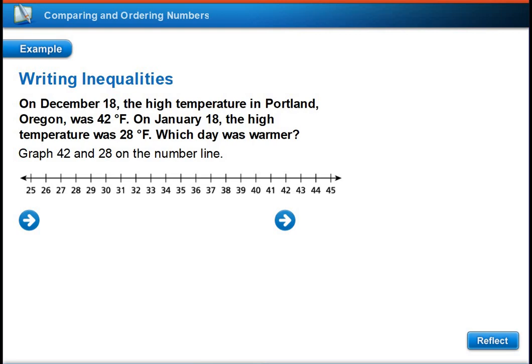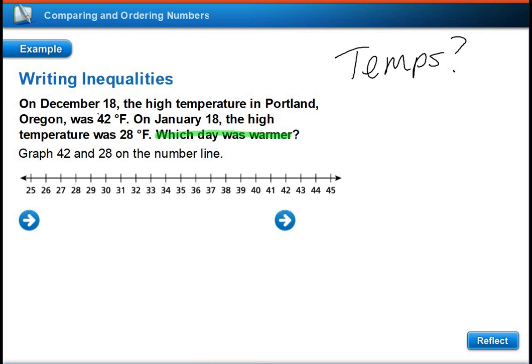Okay, so now we're going to start with writing inequalities. On December 18th, the high temperature in Portland, Oregon was 42 degrees Fahrenheit. On January 18th, the high temperature was 28 degrees Fahrenheit. Which day was warmer? Right, so I want to know which day was warmer, and in order to know that, I need to know the temperatures for each of the days.